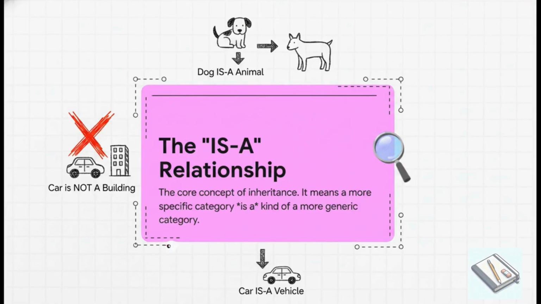A dog is an animal. That makes sense. A car is a vehicle. That also makes sense. But a car is a building? Nope, definitely not. So you'd never have them inherit from each other. This simple test is the entire foundation of good object-oriented design.